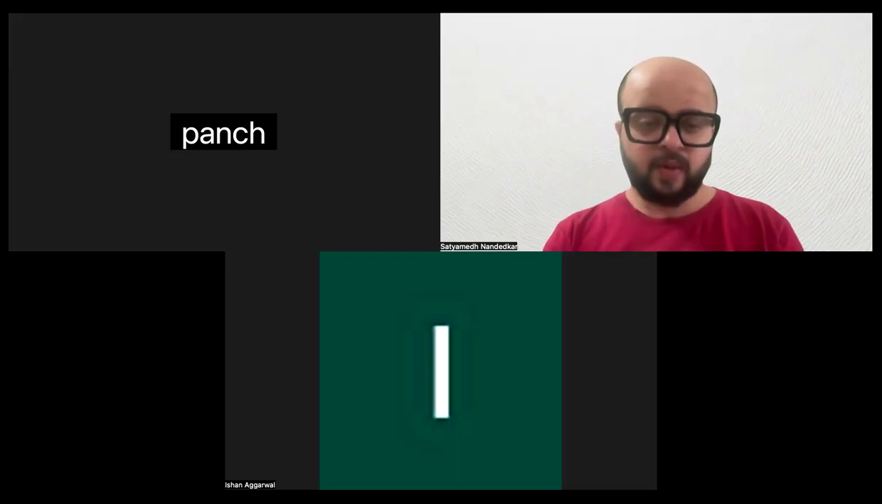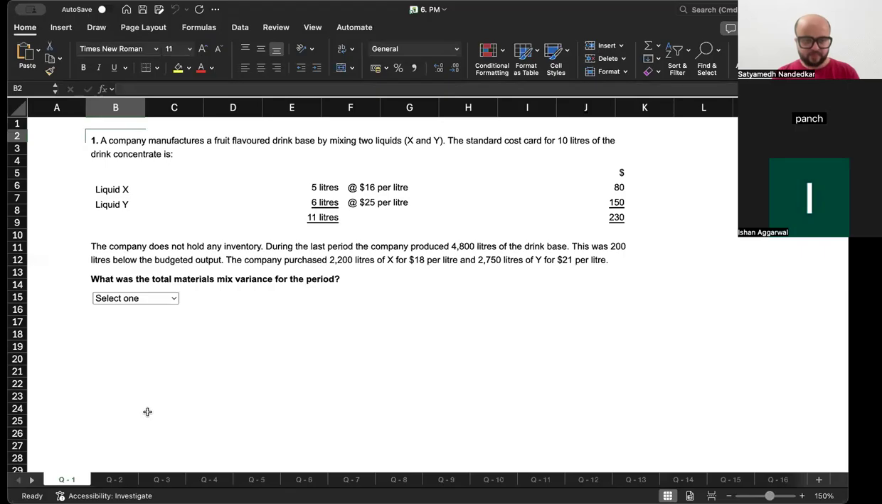Okay, let's begin with the first question. Let's have a look. What was the total material mix variance for the period? Okay, that is the question.